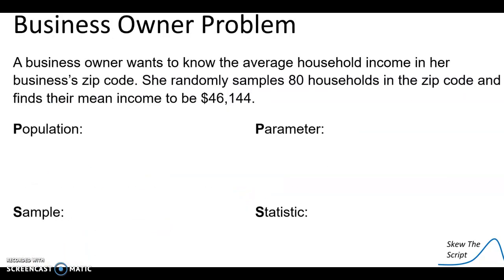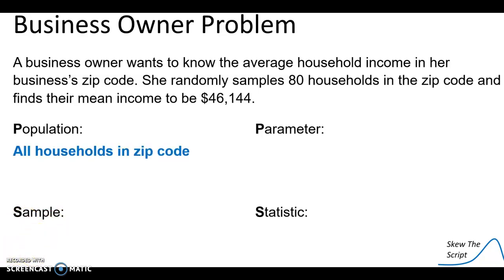All right, so here's an example. A business owner wants to know the average household income in her business's zip code. She's going to randomly take a sample of 80 households because she really can't gather the data from every single household. And when she does take that sample, the mean income of those 80 households comes out to be about 46,000. So what do all our words, population, parameter, sample, and statistic mean in this specific example?